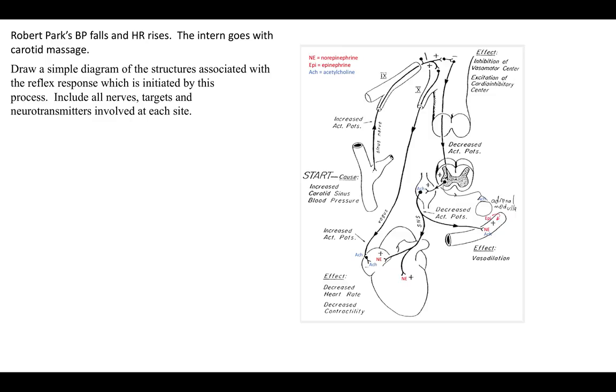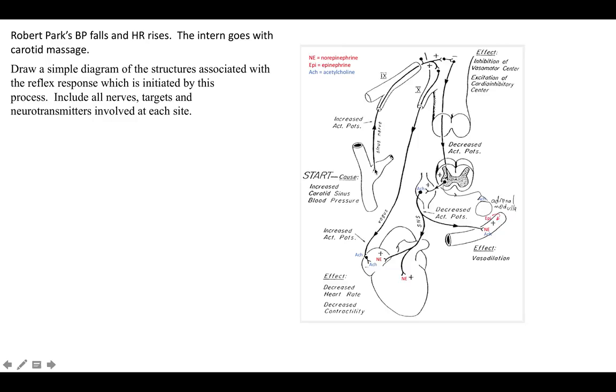A very clever vignette, I thought. Robert Park has atrial fibrillation, and all of a sudden his blood pressure begins to fall, his heart rate rises, and he's not feeling too good. So the intern does carotid massage, and the first thing that we asked you to do is basically draw all the structures associated with a baroreflex response. Make sure you include all the nerves, the tissue targets, and the neurotransmitters involved.